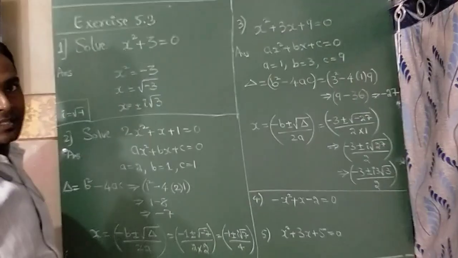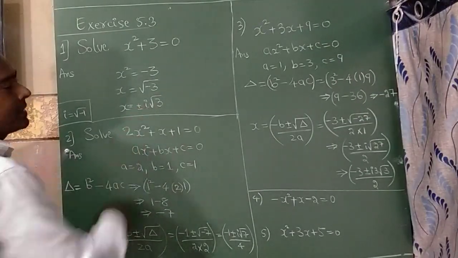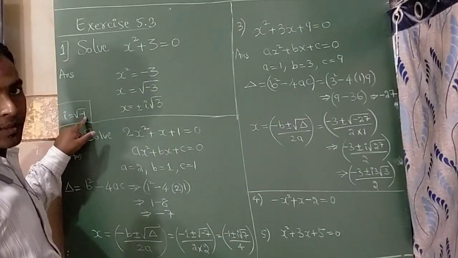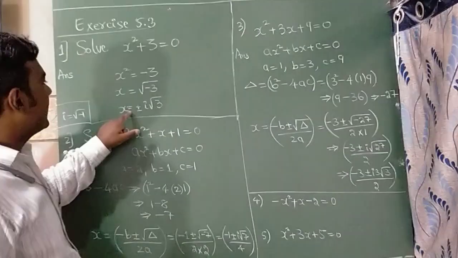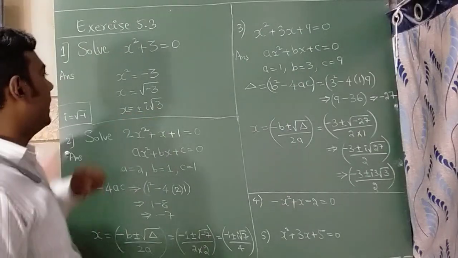But this is not the answer. So I'll write here I root 3. This I is nothing but an imaginary number. So I is equal to root of minus 1. So the value of I is root of minus 1. Therefore x is equal to plus or minus I root 3. So this is your final answer.